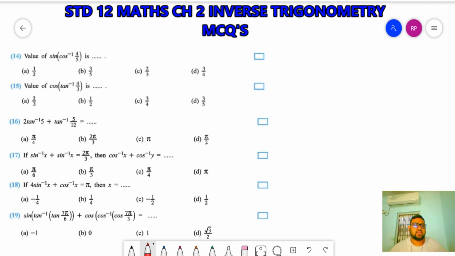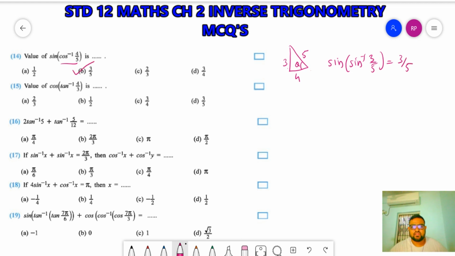Question number 14, sine of cos inverse 4 by 5. So if I draw the triangle, let me change the color. If I draw here a triangle, okay, this will be theta, 4, 5. This is cos inverse, adjacent by hypotenuse. So this will be equal to 3. So I can convert this cos inverse 4 by 5 to sine inverse 3 by 5. So the answer is 3 by 5.